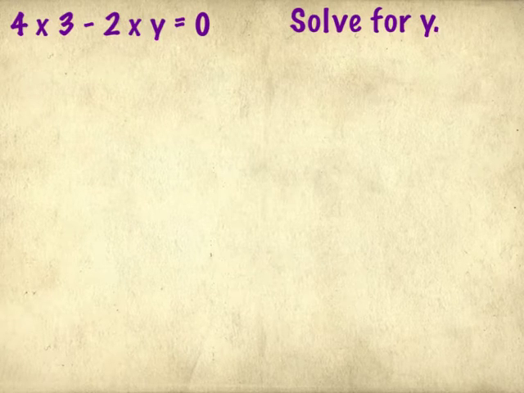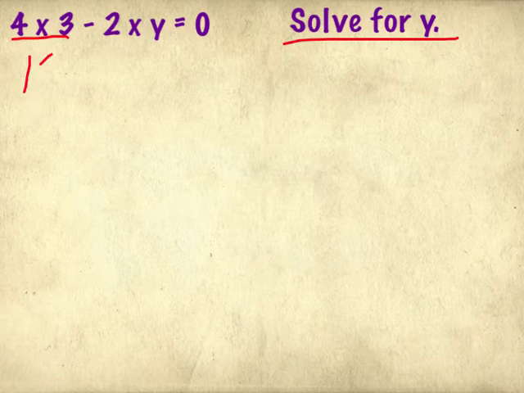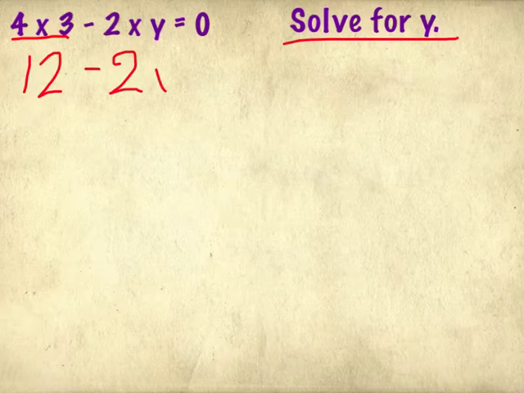It says 4 times 3 minus 2 times y equals 0. And the question asks you to solve for y. That just means find out what number y is. So I'm going to do my order of operations. I'm going to start with multiplication. 4 times 3 is 12, minus 2 times y equals 0.